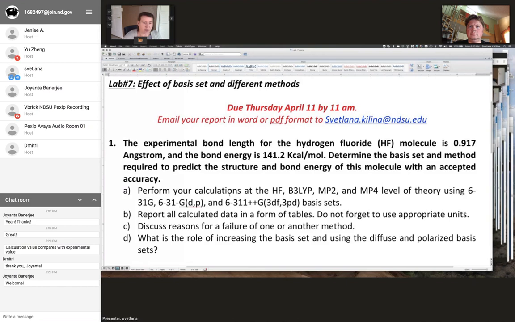So I suggest to do together only the first three: Hartree-Fock, B3LYP, and MP2. Hartree-Fock you know; B3LYP is the functional used for DFT, and MP2 improves Hartree-Fock through many-body perturbation theory up to the second term. Let's forget about MP4. Let's just do the three methods.